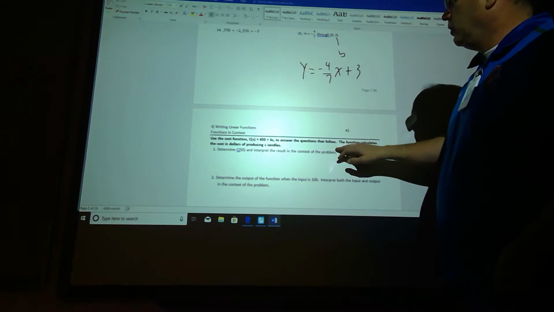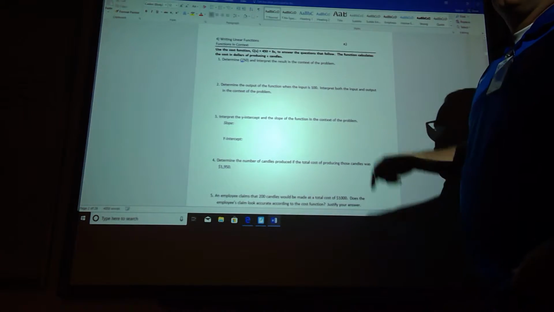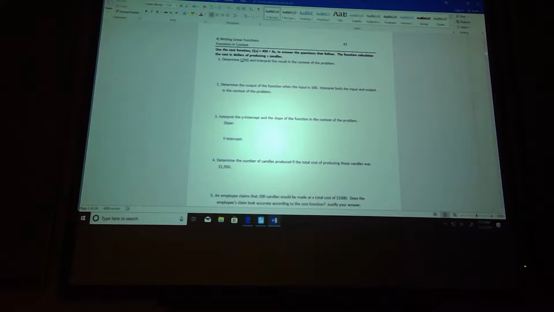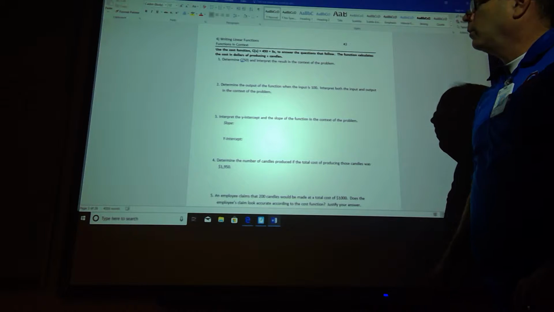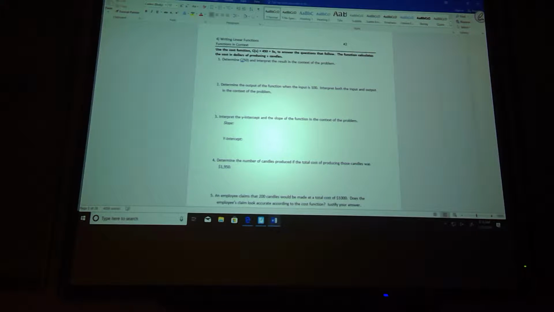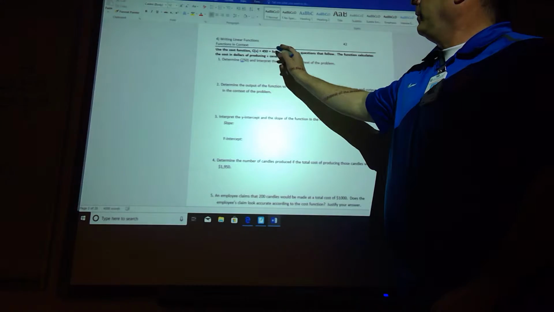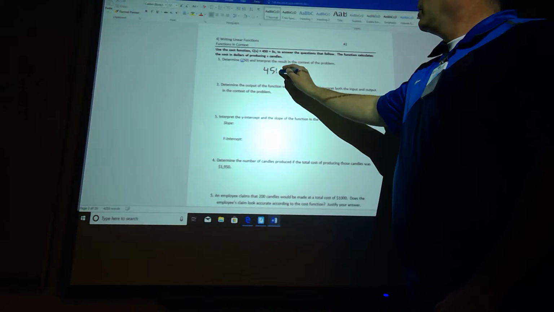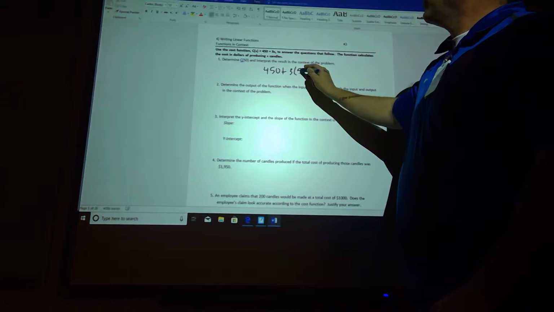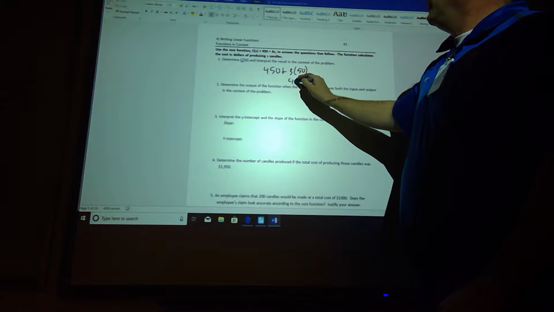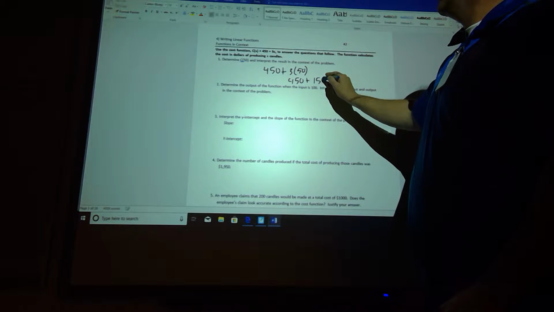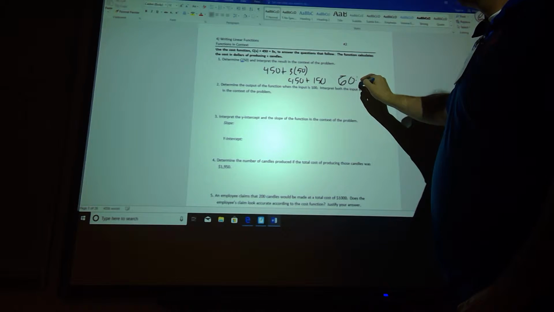Hi everybody, this is CP Algebra 1, Chapter 4, Worksheet 2, and worked out the odd answers. It says the cost function is 450 plus 3x, answer the questions below. So determine C at 50, so that means I'm going to take 50 and plug it in for the x. So that's 450 plus 150, so that gives me 600.